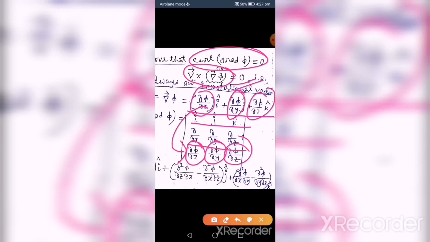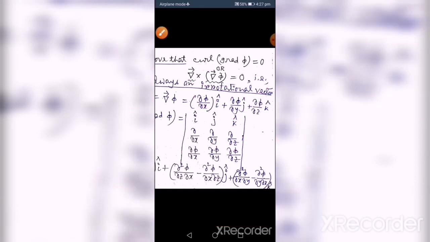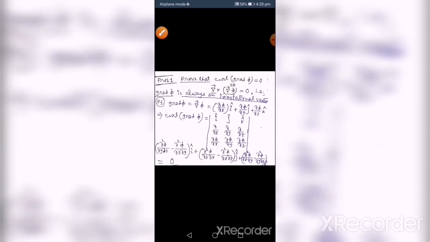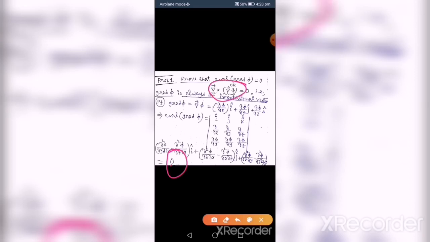So del cross del phi can be simplified from this determinant. After simplifying, we will get curl grad phi equal to 0. So our conclusion in this problem is that grad phi is always an irrotational vector, as curl of grad phi equal to 0.